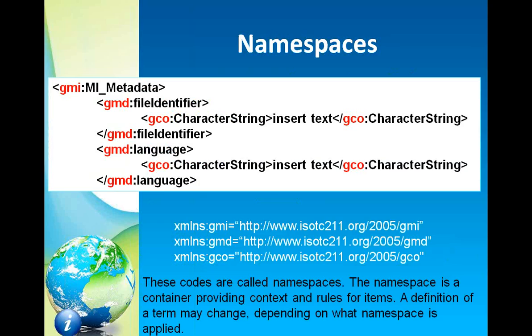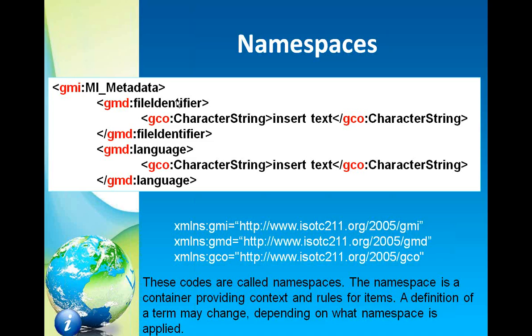You may notice in the XML that the element names have a 3-letter code followed by a colon. An example, GCO character string. These codes are called namespaces. A namespace is a container providing context and rules for items. A definition of a term may change depending on what namespace is applied. Namespaces go hand in hand with which schemas you're using when it comes to validation. So as you're actually reading the XML, you don't really need to know about it when you're trying to visualize and read this XML. But when it comes to validation, it plays a very important role.